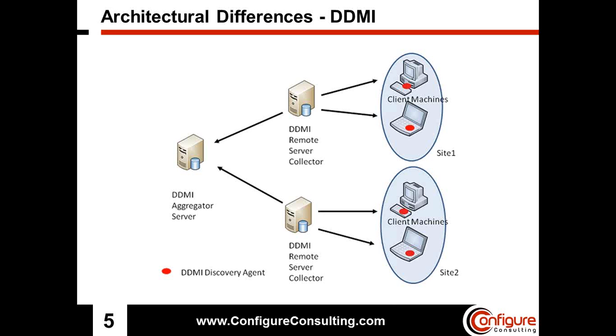One or more aggregator servers may also be used in this scenario to then pull from the remote DDMI collector servers and aggregate the data in one built-in MySQL database. Each DDMI remote server can independently run reports and display results for their respective sites. Also, each DDMI collector server is limited to a maximum of 50,000 nodes, and each aggregator a maximum of 500,000 nodes, and that's per your DDMI licensing.